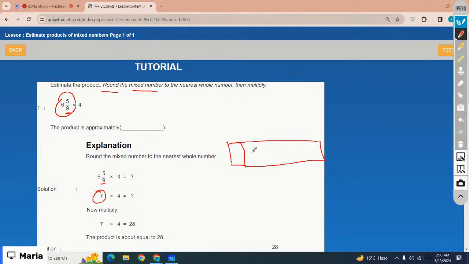You can look at it like this: 5 over 9, one, two, three, four, five, six, seven, eight, nine. So 5 of them are colored: one, two, three, four, five. You can see more than half is colored, which means 5 by 9 is greater than half. So you round up to 7, and you have to do 7 times 4. The correct option is 28. Got it? That means the product is 28.